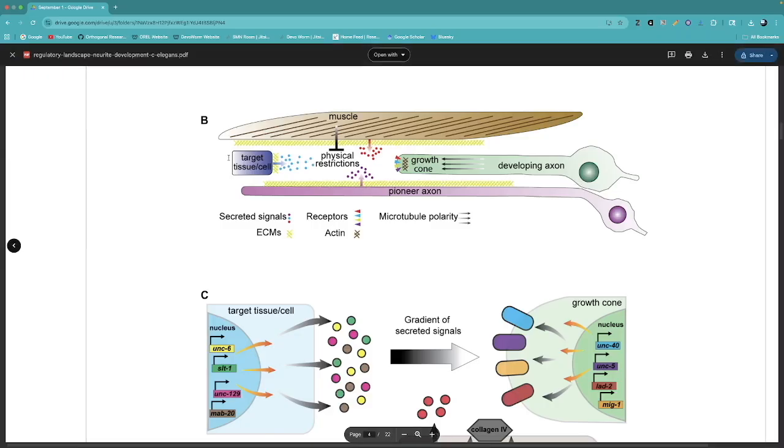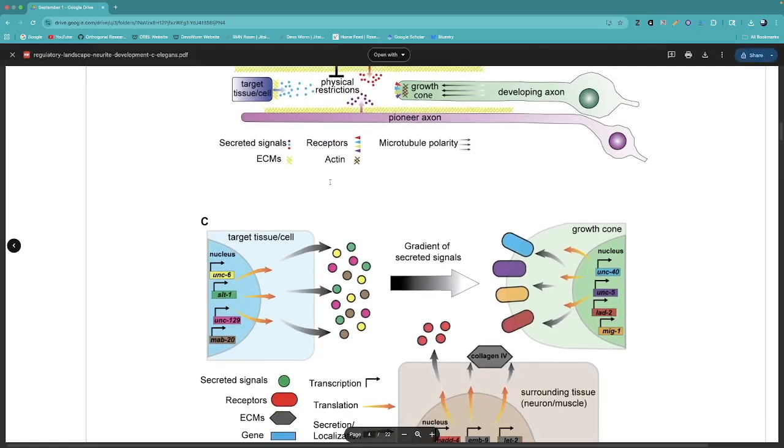And it successfully makes its target, say, with something like the muscle, or the muscle could impose physical restrictions on the distribution of these chemicals. And sometimes if you get something like muscle differentiating before the axon is reaching its target, it can actually guide it towards the target tissue.